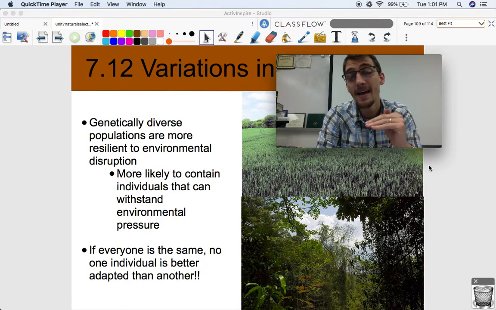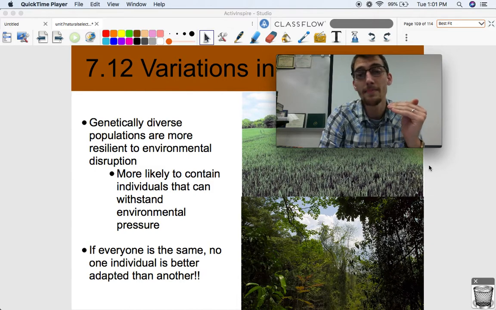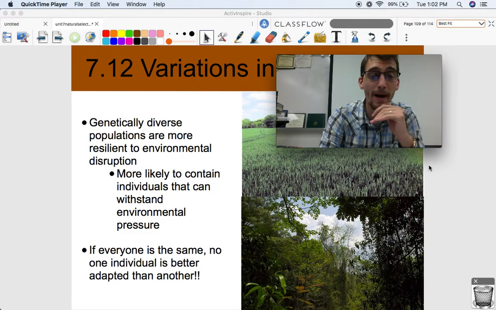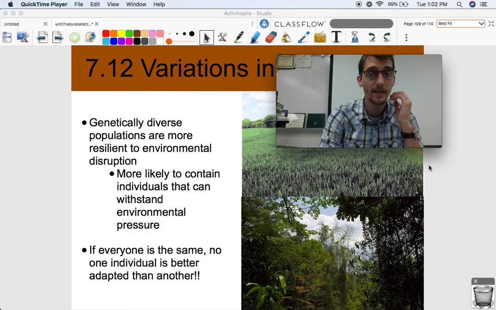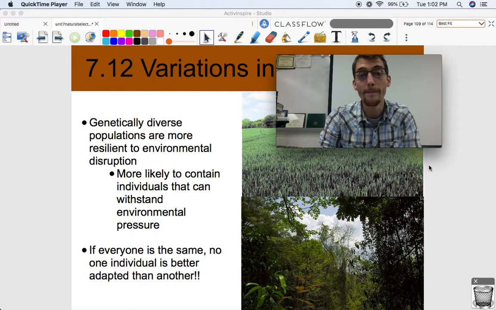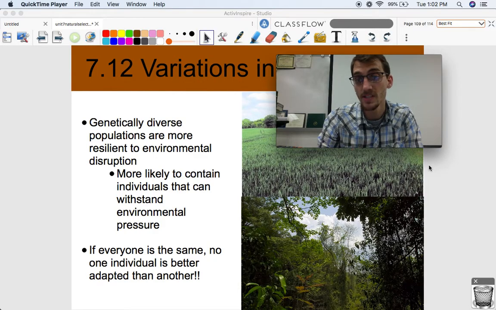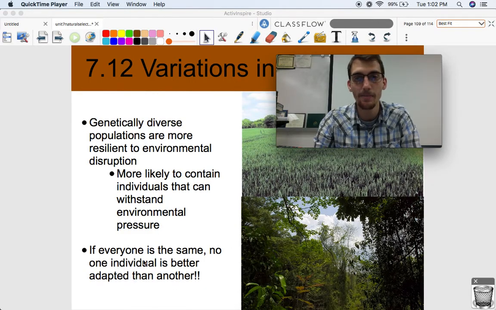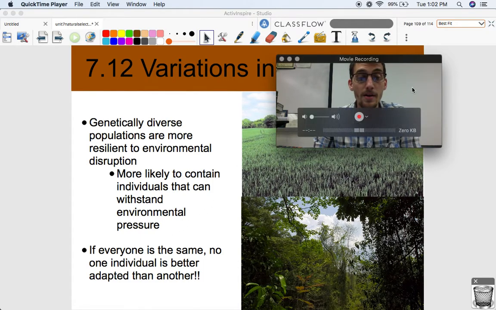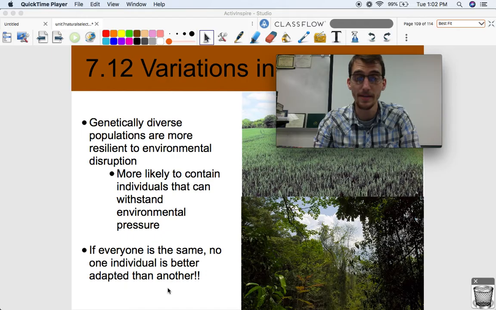If everybody's the same, then that environmental disruption, whatever it might be, or the change in the environment, is more likely than not going to wipe out the population. So as I put in this bullet point here, genetically diverse populations are more resilient to environmental disruption. The more varied they are, the more likely it is that they're going to be able to withstand environmental pressure, because there's going to be some individuals with an advantageous trait. There's a higher chance of that happening if the population is more genetically diverse. As I said a couple times already, if everyone is the same, no one individual is better adapted than another.